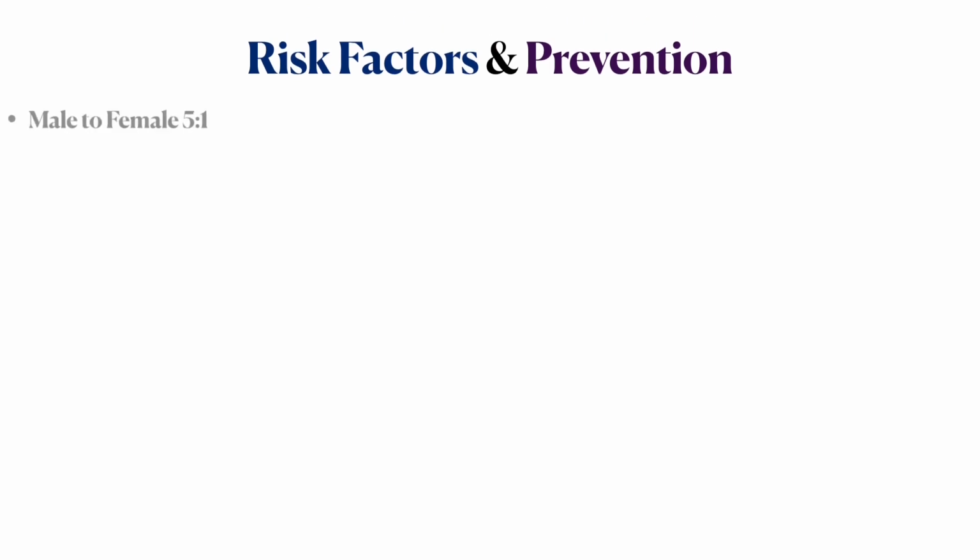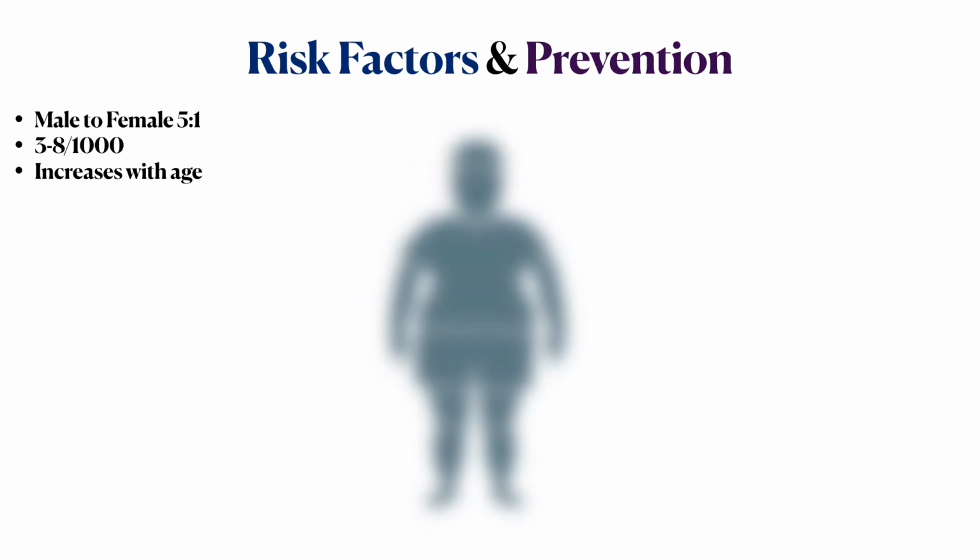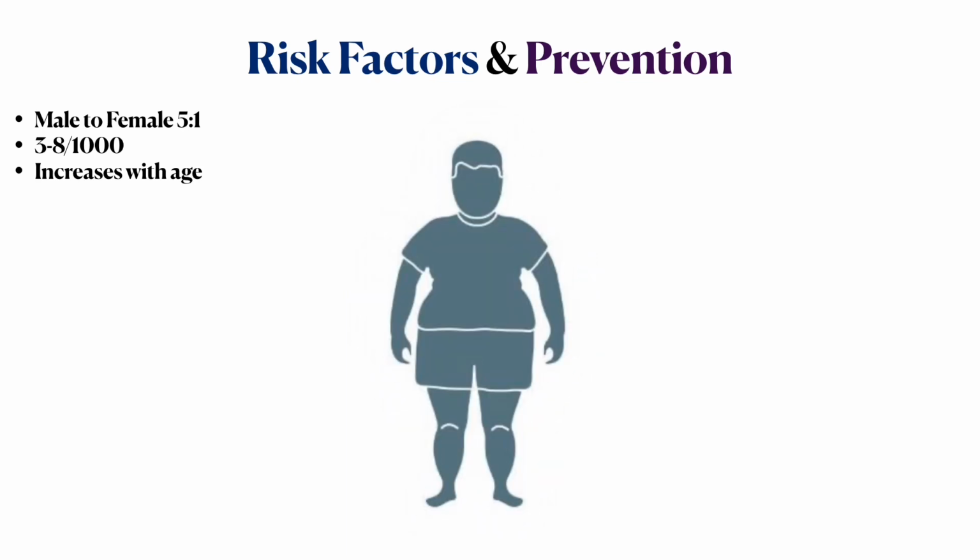So now let's move on to the risk factors and the prevention side of things. So when it comes to the risk factors, what's going on there? Who is actually getting gout? So there are statistical factors such as male to female ratio of 5:1. It increases with age as well, but there is a typical profile of who is getting gout.